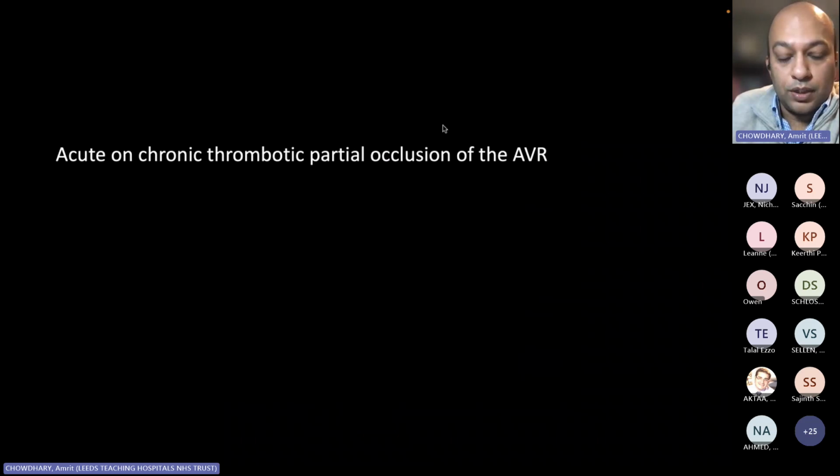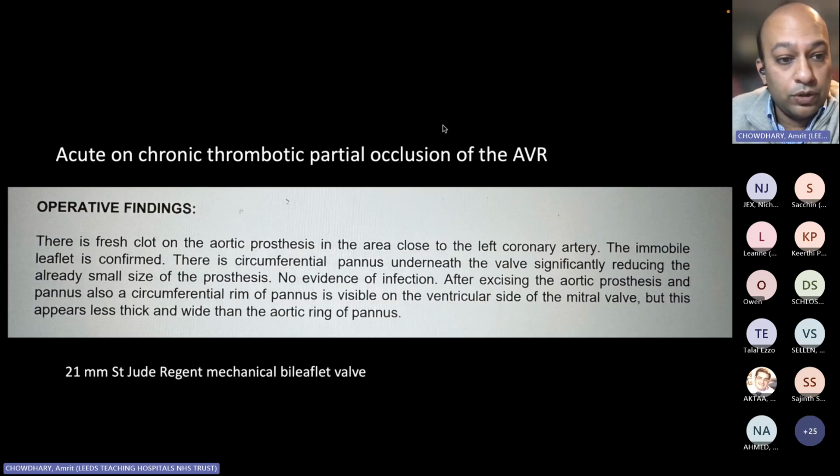Right. So I think most of you had the diagnosis. It was diagnosed as acute on chronic thrombotic partial occlusion of the AVR prosthesis, and he quite promptly went on to have surgery. This is the op note. There was fresh clot on the aortic prosthesis, along with some pannus underneath that. No evidence of infection, and some pannus was also visible on the mitral valve, not as significant as on the aortic valve. And this patient then had a 21 millimeter St. Jude mechanical bileaflet valve inserted.